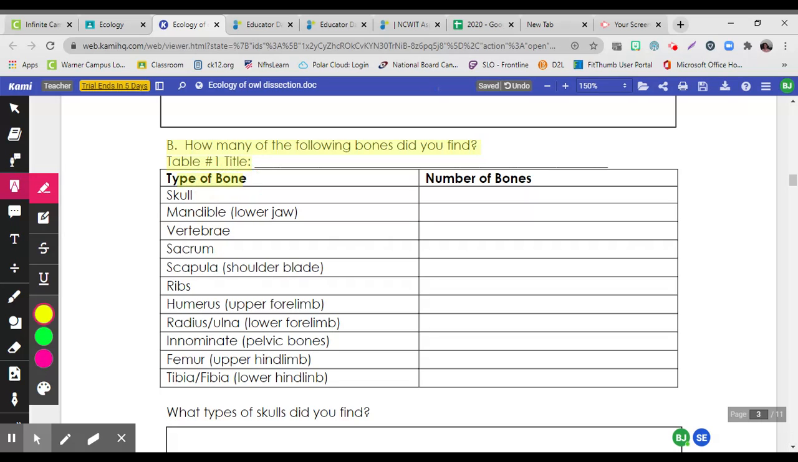These are the type of bones. This is the numeric amount. Skull, mandible or lower jaw, vertebrae, sacrum, scapula or shoulder blade, ribs, humerus or upper forelimb, radius/ulna, lower forelimb, innominate or pelvic bones, femur, upper hind limb, tibia and fibula, lower hind limb.